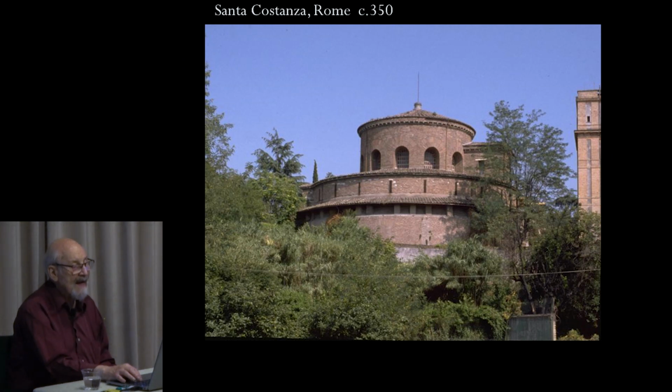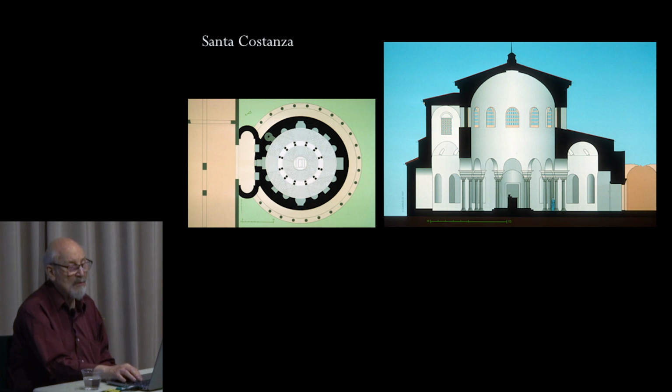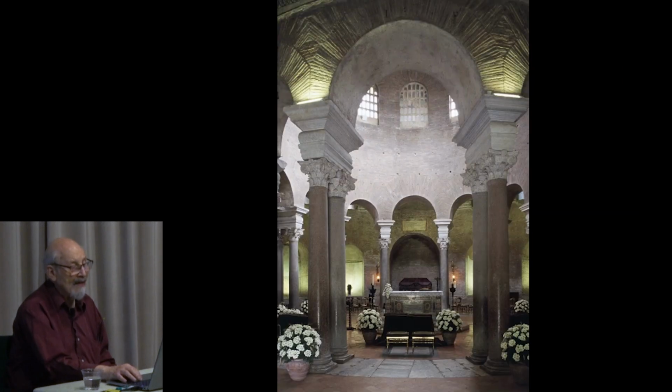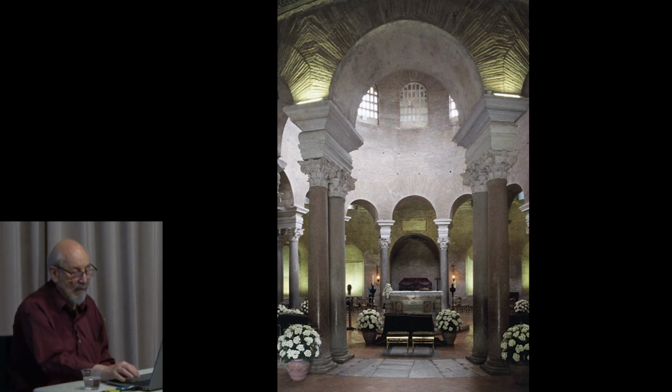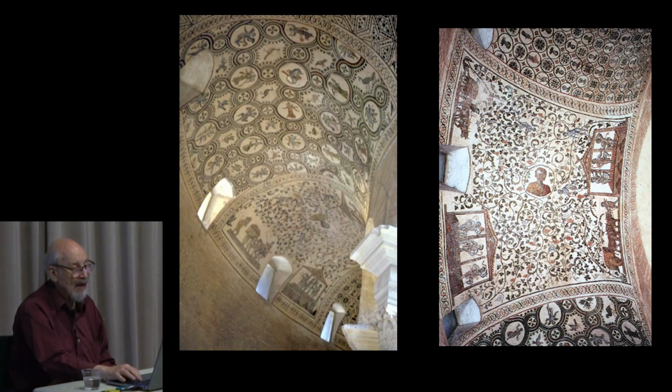Santa Costanza is a round church with a dome. It has the same section as a basilica, but it just draws a circle. And this was a beautiful space, again with light coming in through clerestory windows and an aisle all around it. And then the aisles were beautiful curved spaces, and the roof was decorated with all kinds of symbols.